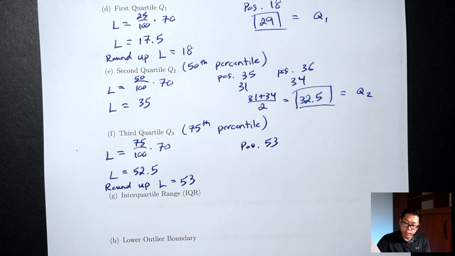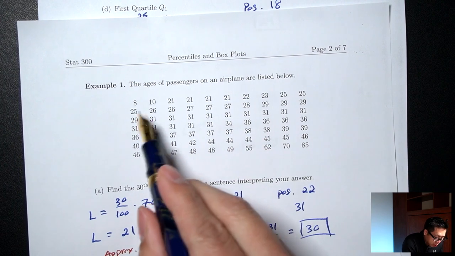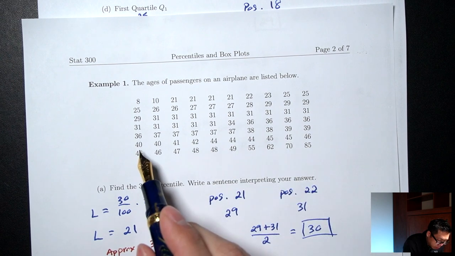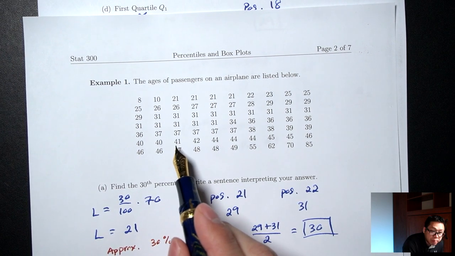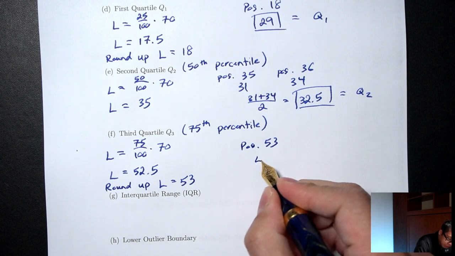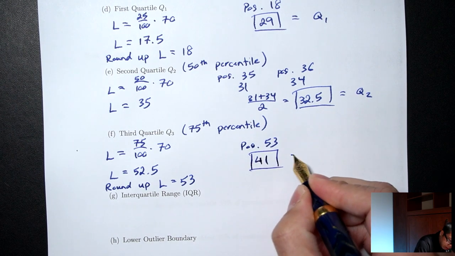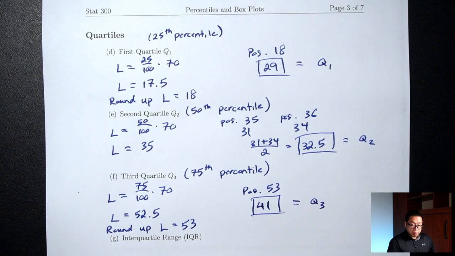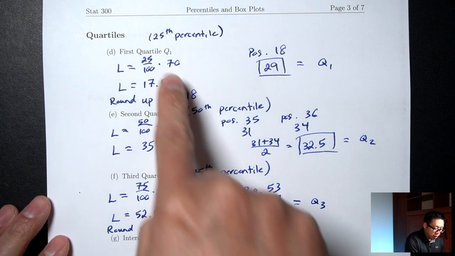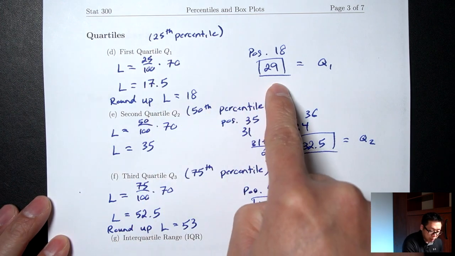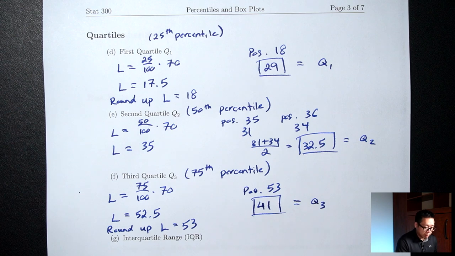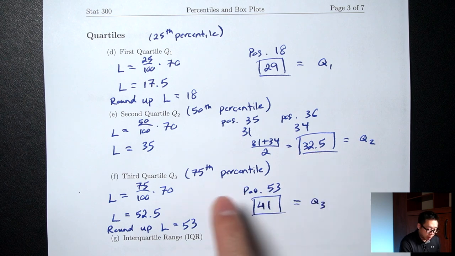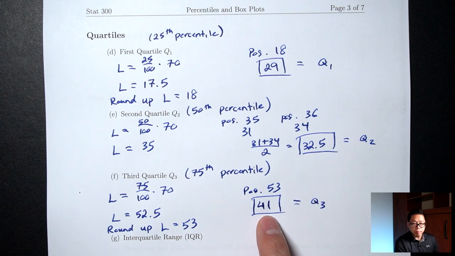So position 53, so that's 10, 20, 30, 40, 50, 51, 52, 53: 41. And that is our Q3. Now, I didn't ask for interpretations on these, but if I asked you for interpretations, okay, 25th percentile is 29. The interpretation would be 25% of the data is below 29. 50% of the data is below 32.5. 75% of the data is below 41.